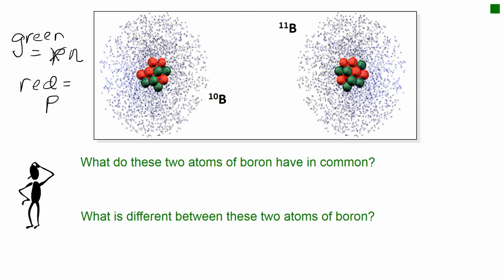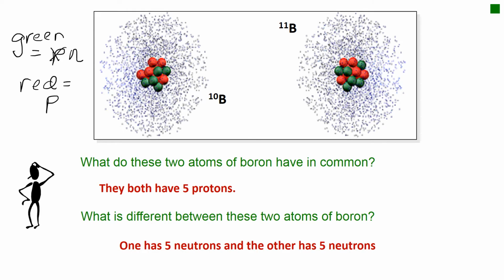So study the protons. Looks like they both have 5 protons. Oh, wow. You're exactly right. What is the difference between these 2 atoms? That's a little harder. Well, looks like the left one has 5 neutrons and the right one has 6 neutrons. So they have different amounts of neutrons. Perfect. Oh, that's where the 10 and 11 come from.